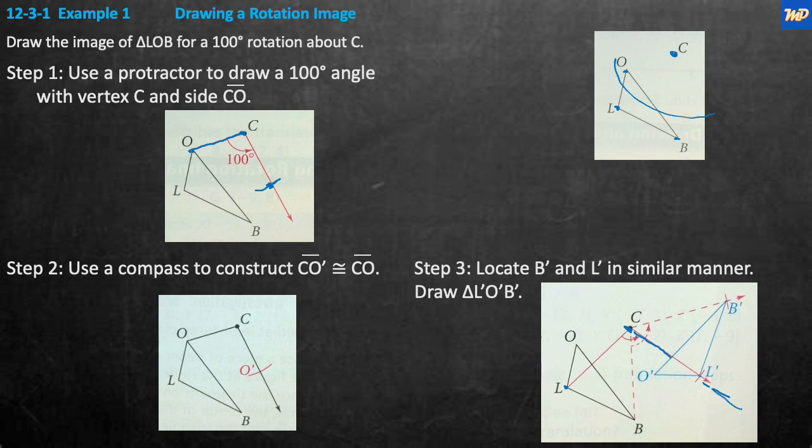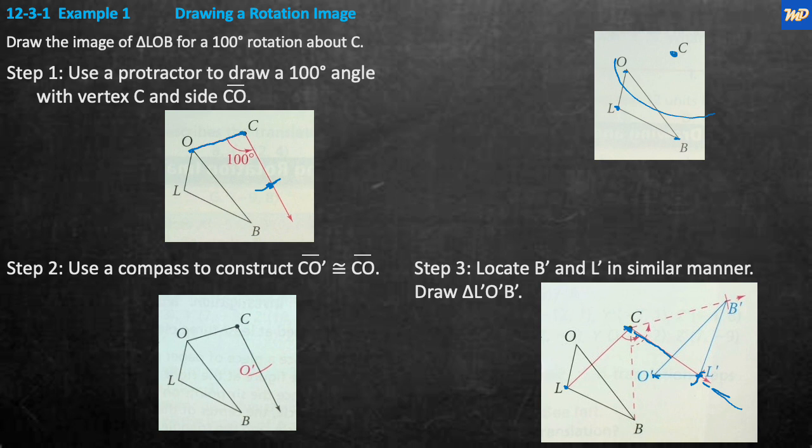Then you take your compass, measure from C to L, and then come over here and strike off on the line. Boom, your arc right there. That becomes your new L. So now you have your C or your O prime, and you have your L prime. Now you're going to do B.